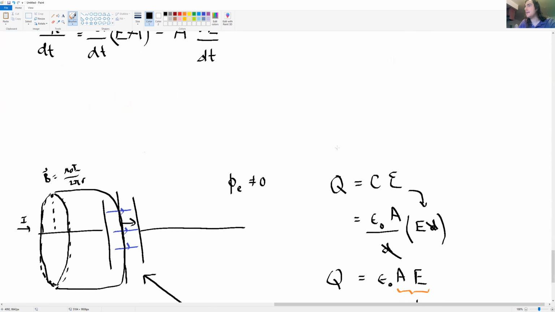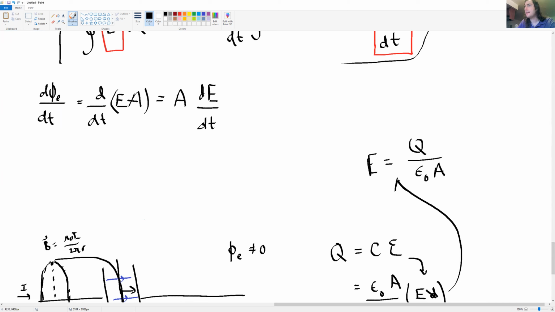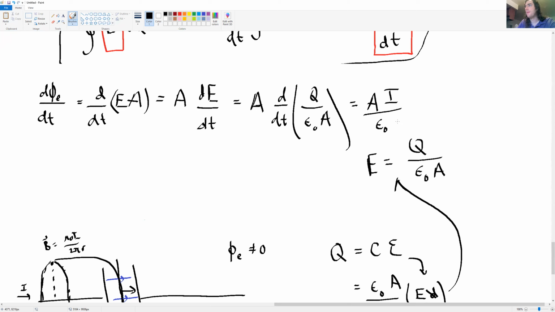Well, we can get E from one of these expressions here. Right here, actually. So E is going to be equal to Q over epsilon naught A. And then if we take the derivative of this, A d by dt of Q over epsilon 0 A, what we ultimately end up with is the current on top. So we have A over epsilon naught. And now we've run into an issue because these are not the same areas here.